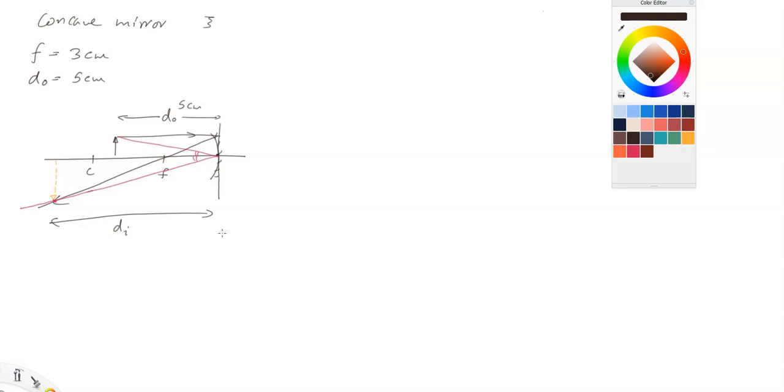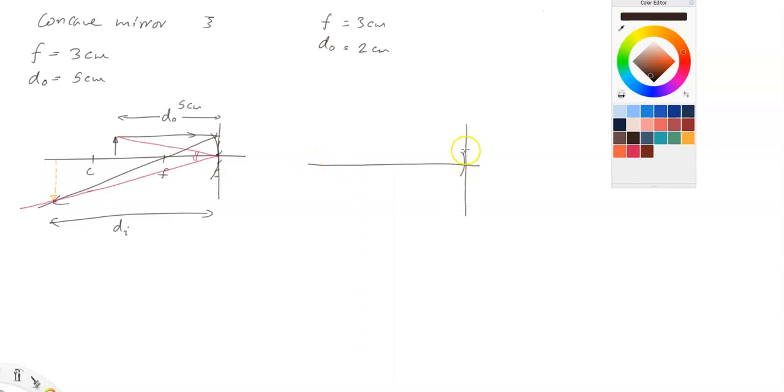So we did that, and another special case I want to show you is this one. F equals 3 centimeters. DO, well, let's do 2 centimeters. Inside the focal point, right? Object distance is less than the focal length. So what happens in this case?